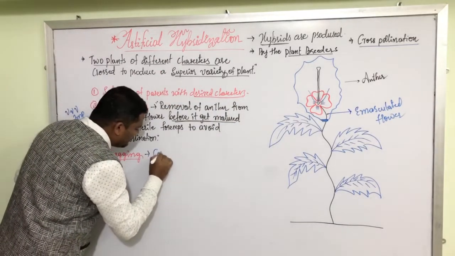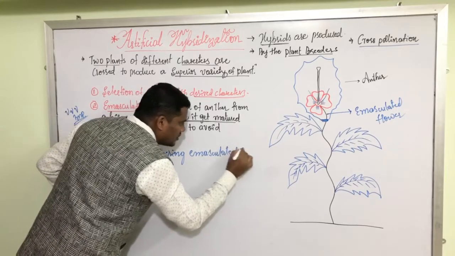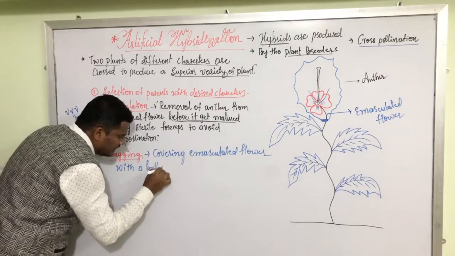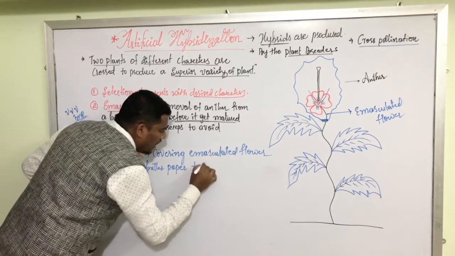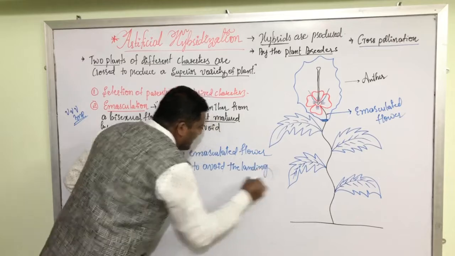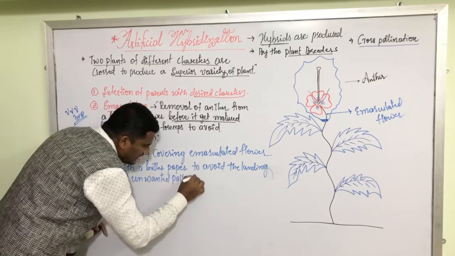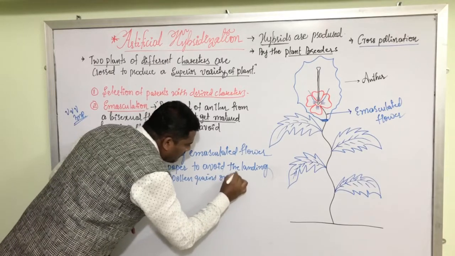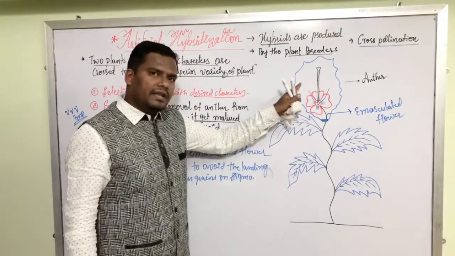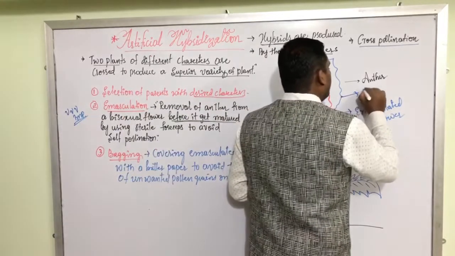Bagging means covering the emasculated flower with a butter paper to avoid the landing of unwanted pollen grains on the stigma. The stigma should be covered with the butter paper to avoid contamination, to avoid the landing of unwanted pollen grains. That method is called bagging.